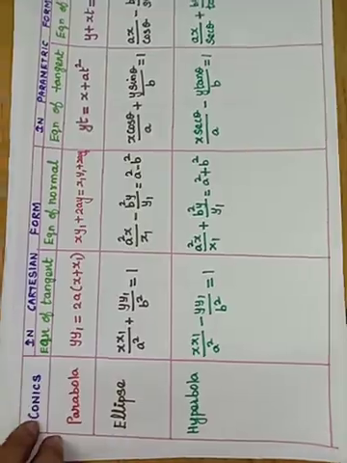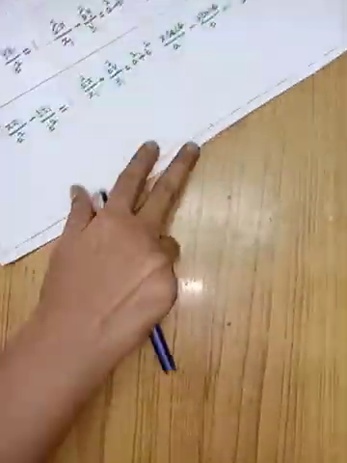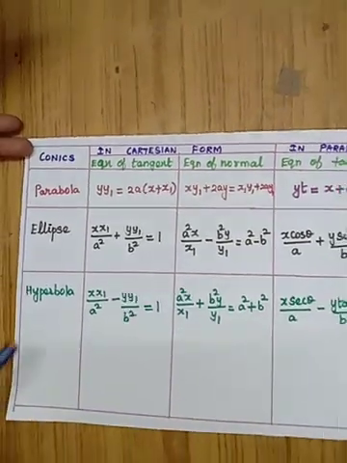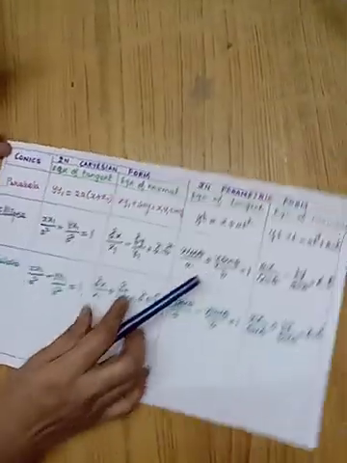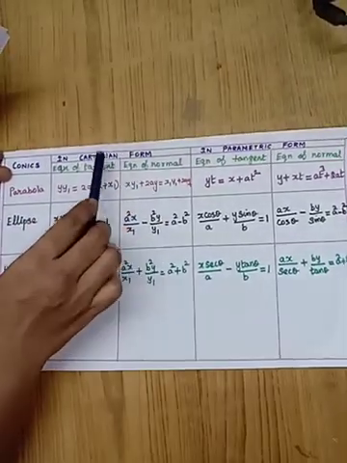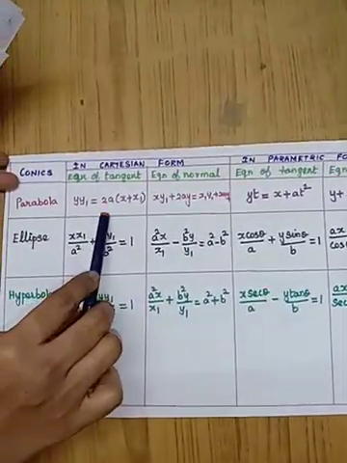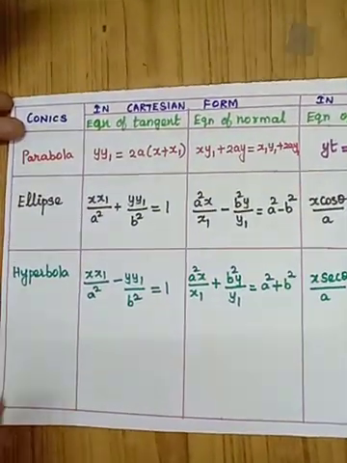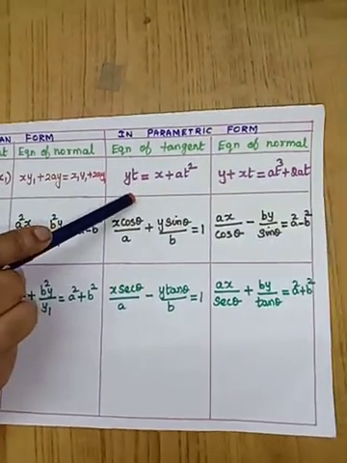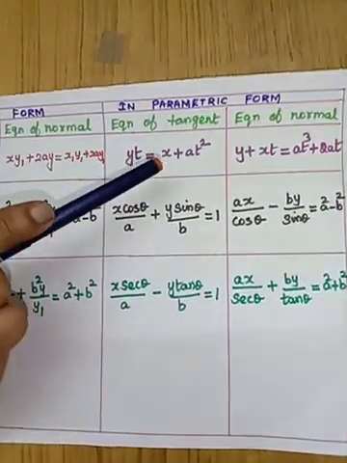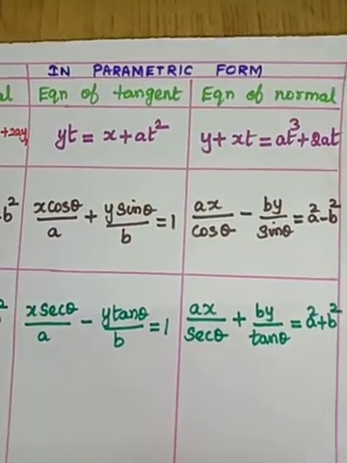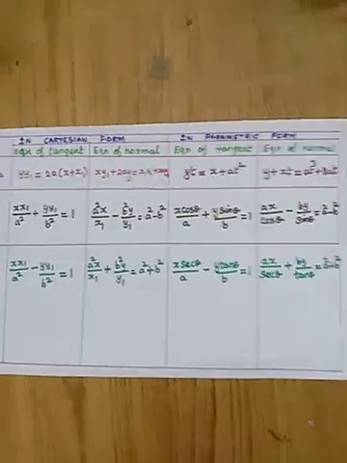So those results are tabulated here. See, the conics I have written in the first column. In the second and the third column it is expressed in terms of Cartesian form. Cartesian form means it is expressed in terms of x and y, or x1, y1. In the parametric form, according to the parameter we have expressed the equation of the tangent and normal. Okay, come to now the parabola.